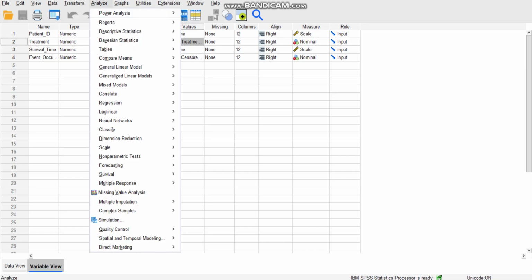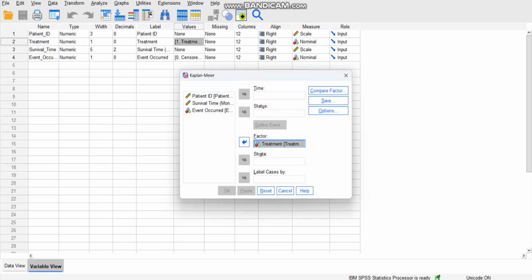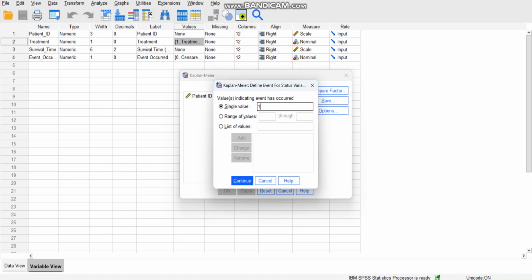I go to Analyze, Survival, Kaplan-Meier. Treatment will be the factor, survival time is my time, and the event occurred, either 0 or 1, will be my status. My event here is 1, because the values here are either 0 or 1: 0 for censored data and 1 for patients who died.